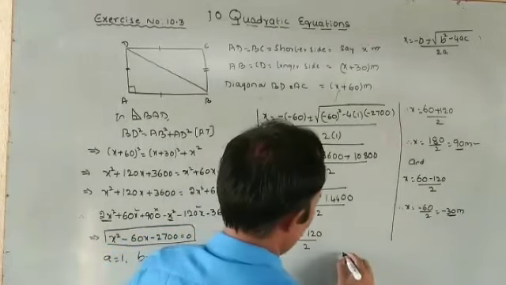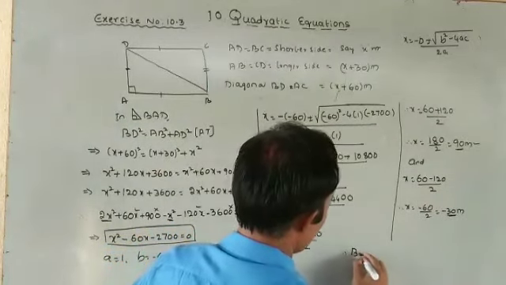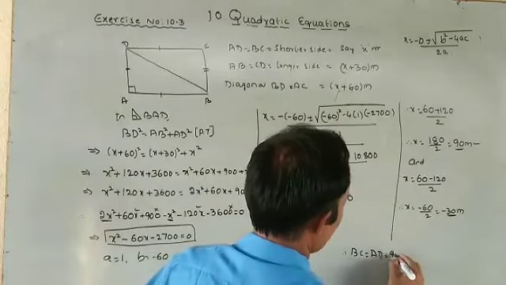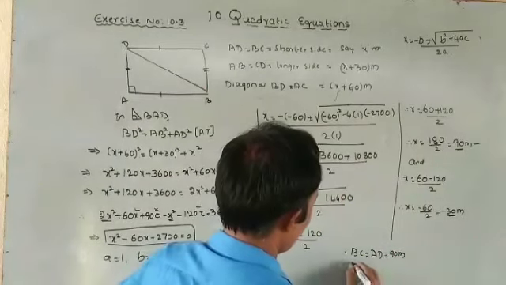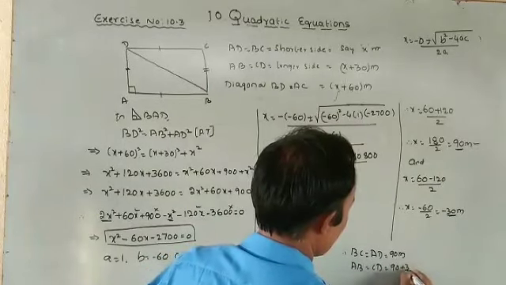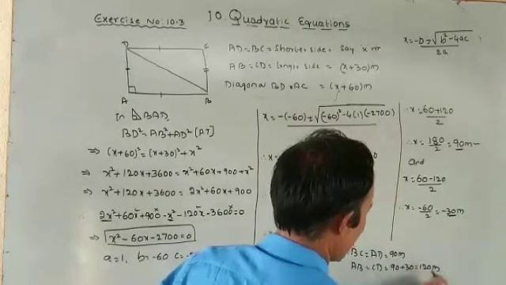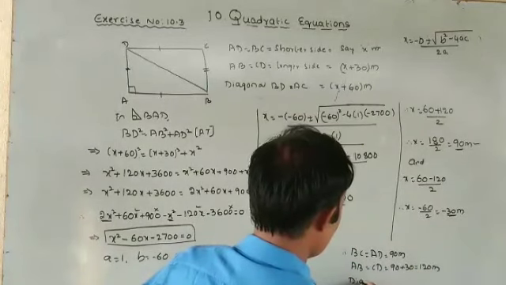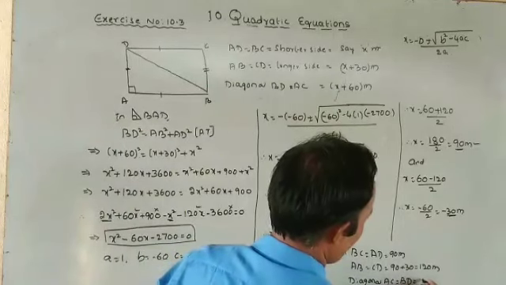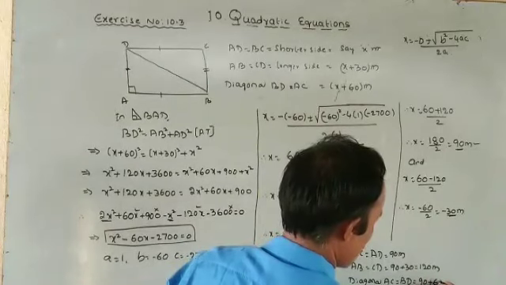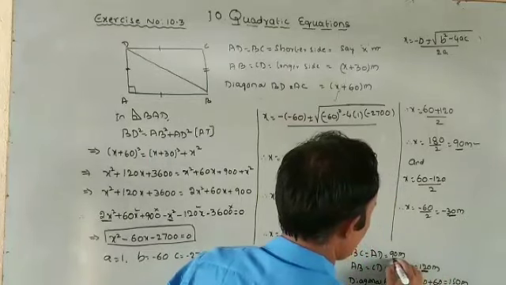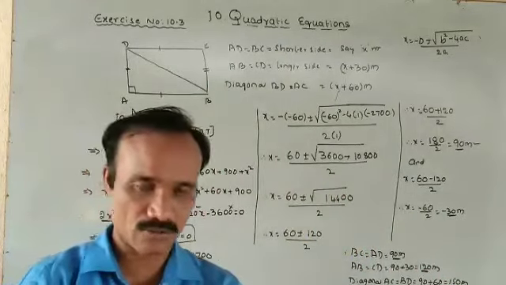Now you write one by one. Therefore BC is equal to AD is equal to x, that is 90 meters. Next, AB is equal to CD is equal to 90 plus 30, that is 120 meters. Then the diagonal AC is also equal to BD, that is equal to 90 plus 60, that is equal to 150 meters. So these are the required sides. Is it clear now? Right.